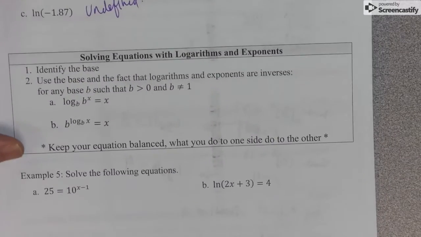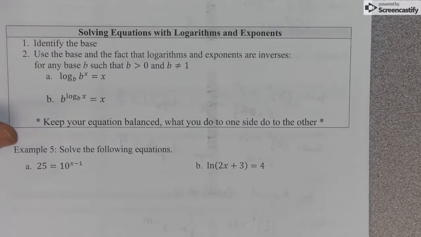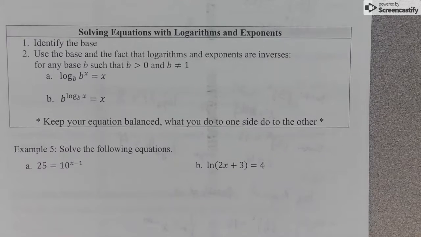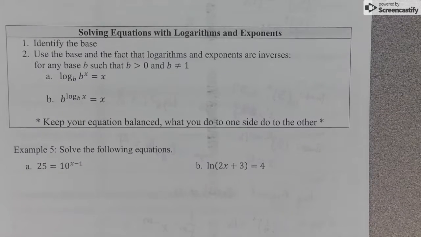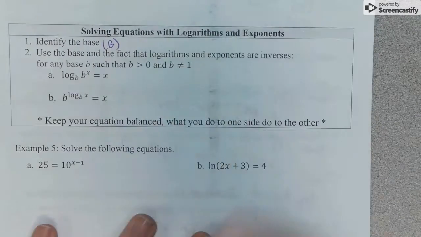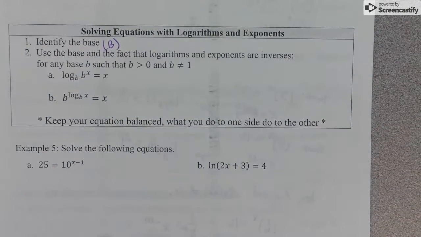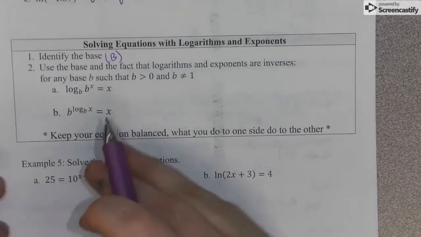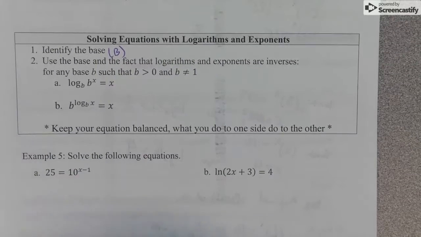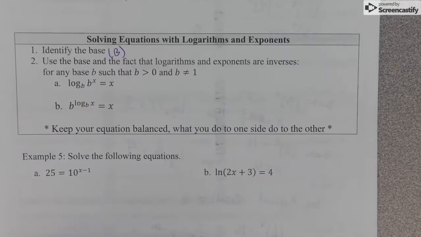So this then takes us to solving equations with logarithms and exponents. A couple steps that I would use. The first one is to identify the base. So what is your b? And then use the base and the fact that logarithms and exponents are inverse. So for any base b, such that b is bigger than 0 and b is not equal to 1, the following two statements are true. Log base b of b to the x equals x.